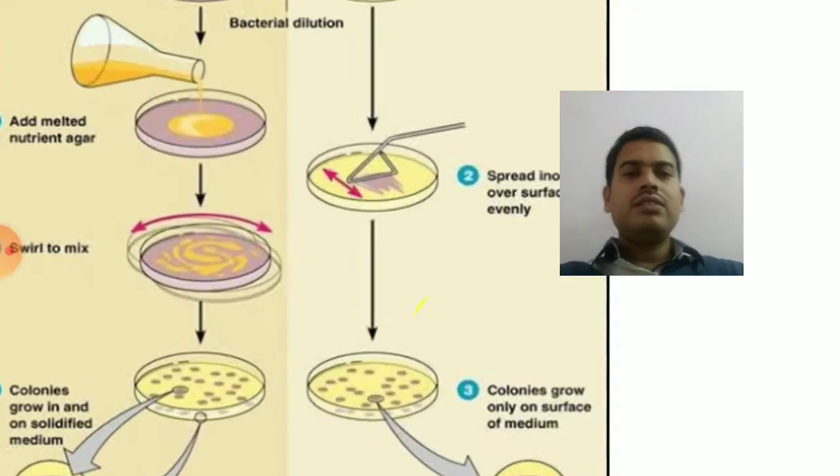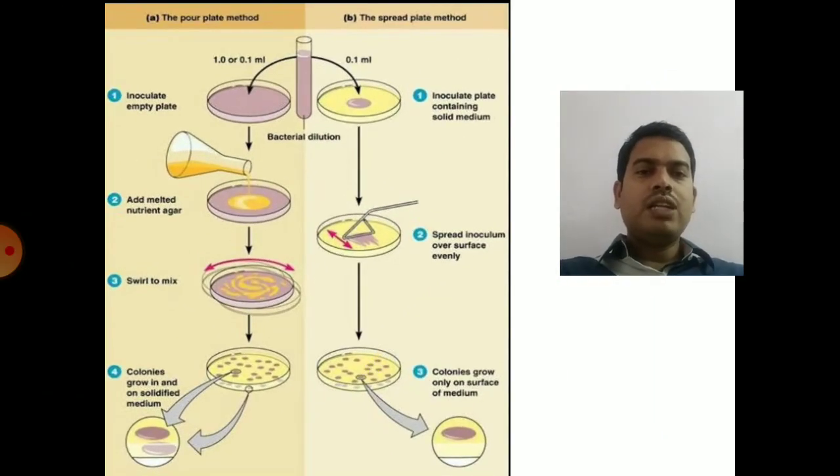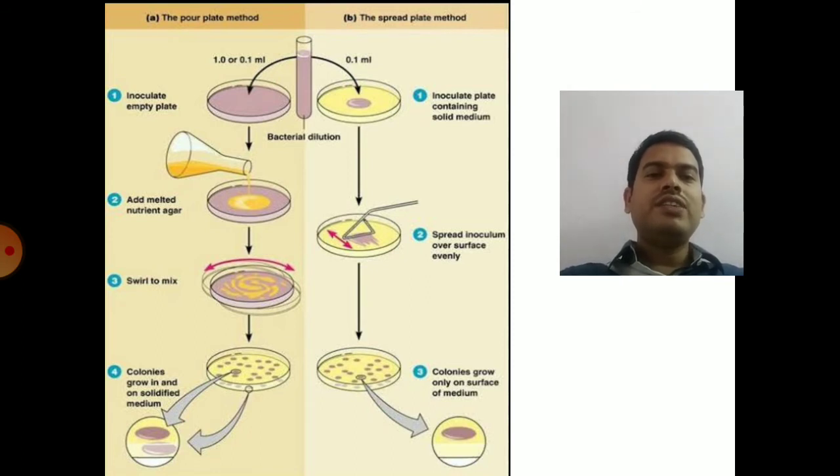So this is the difference between the pour plate and spread plate methods. In the pour plate method, both the sample and nutrient medium are mixed, then you allow the petri dish to solidify, and after that you incubate. In the spread plate method, the nutrient medium is solidified first. After that you introduce your sample, and that sample is spread over the nutrient agar medium. So these are the pure culture methods followed for the isolation of bacteria from the sample solution.